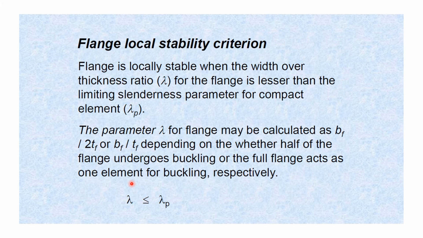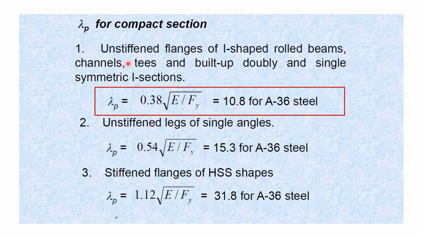Coming back to the same slide. For unstiffened flanges of I-shape rolled beams, channels, T's, and built-up doubly and singly symmetric I sections, lambda p will be calculated as 0.38 square root of E over Fy, and if we use 250 megapascal for the Fy grade, our value will be 10.8 for A36 steel.